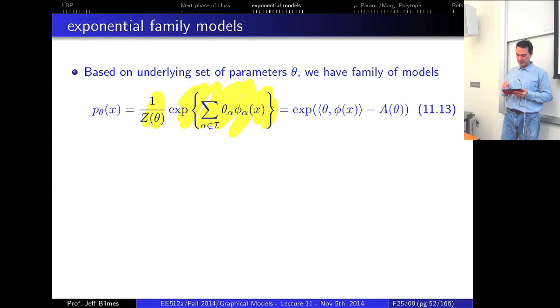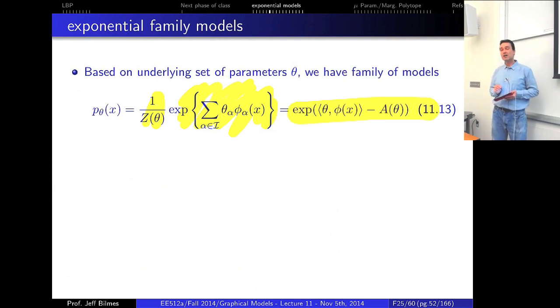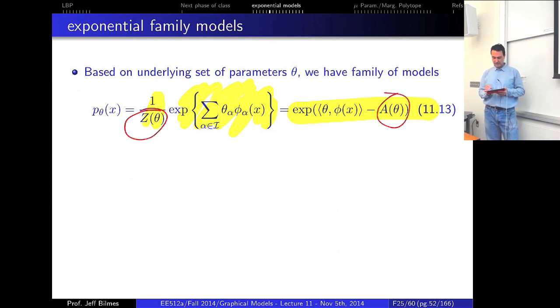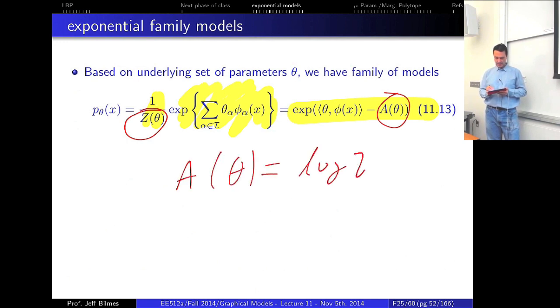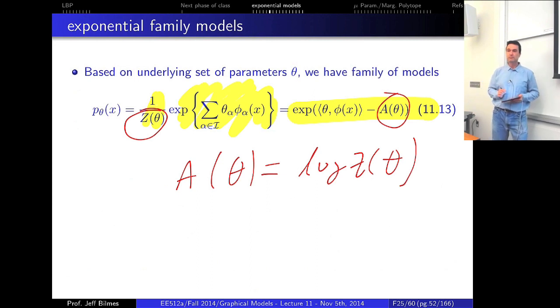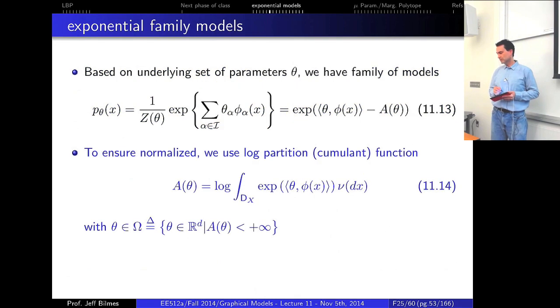The way we do it here is we stick it up in the exponent, where A of theta is the log partition function. This is the partition function, and this is the log partition function. So A of theta is equal to log of Z of theta. We're mostly going to be dealing with the log partition function. We're also going to assume that the parameters theta are such that the log partition function is finite.